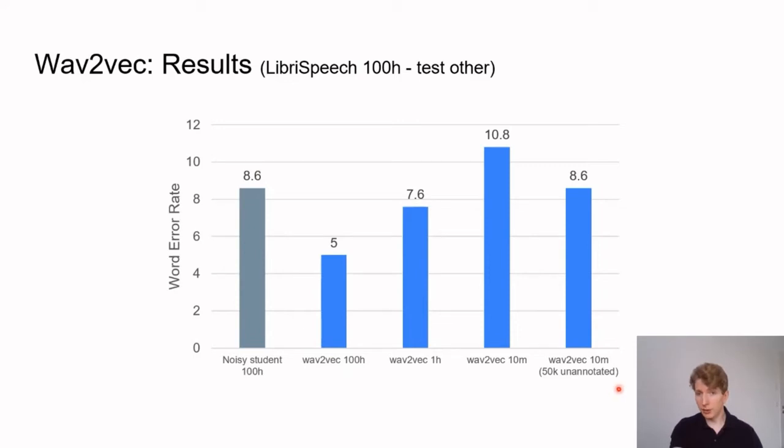The last bar here in this plot shows that wave2vec is able to scale well to very large unannotated speech datasets. For example, in this case, the authors used an unlabeled dataset of 50,000 hours of unannotated speech data to pre-train this wave2vec model, and were then able to achieve the same performance as Noisy Student training with 100 hours, with only 10 minutes of speech data.